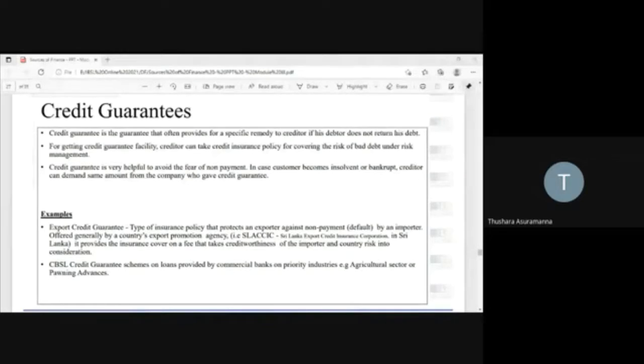Nothing? All clear? Right. Then we move to the credit guarantees.